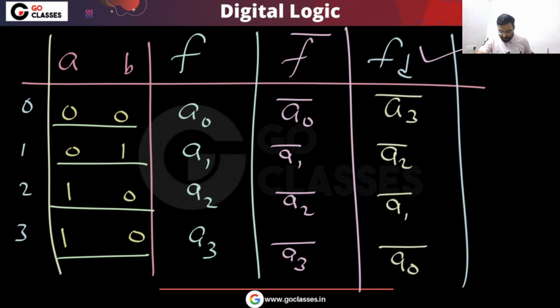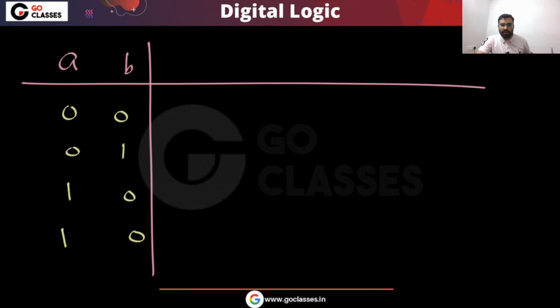Did you understand? Very simple. From f you find f complement, and then you just reverse it. So basically a3 complement, a2 complement, a1 complement, a0 complement. This will be your f dual. This is how you can very easily find f dual.